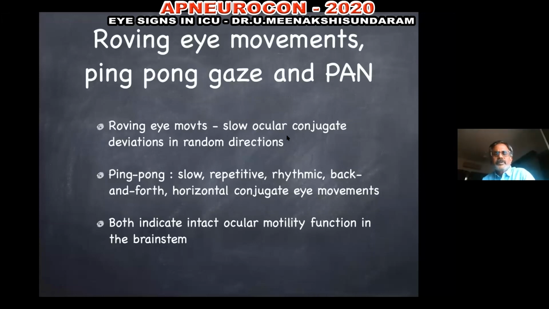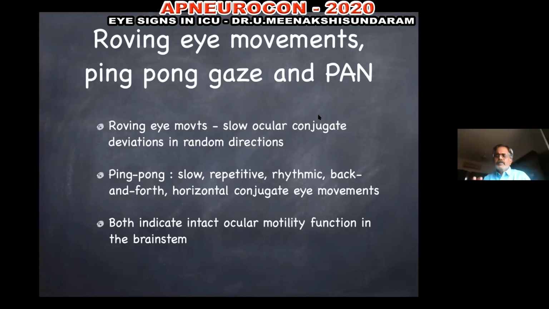So we are talking about roving eye movements, ping-pong gaze, and periodic alternating nystagmus. Roving eye movements are slow ocular conjugate deviations which occur in random directions. So these are slow ones, and they are conjugate.